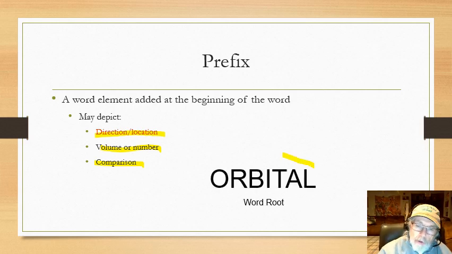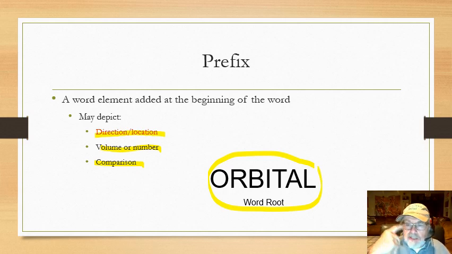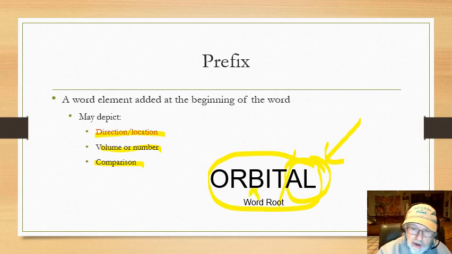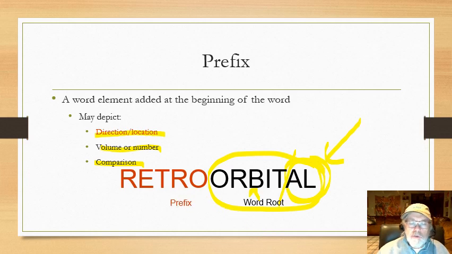Orbital. The orbit is the eye socket, the area around the eye socket, okay? And the word root plus al, which is an adjective suffix, means pertaining. So orbit is the word root, al is the adjective suffix, meaning pertaining to. So pertaining to the orbit, but what about pertaining to the orbit? Okay, let's look at that. Retro means behind. So if something is retroorbital, it means something that's behind the eye.